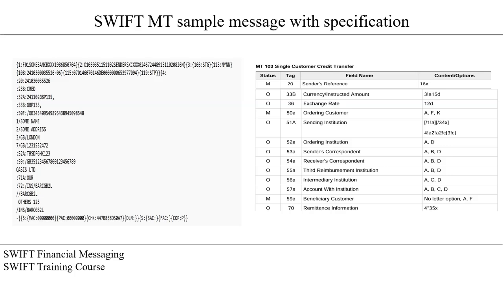And then you could see other details within the message itself, such as the amount, the date, the account details. Obviously, these are just message test data. They're not real accounts. It's just to show you what a typical MT message would look like.